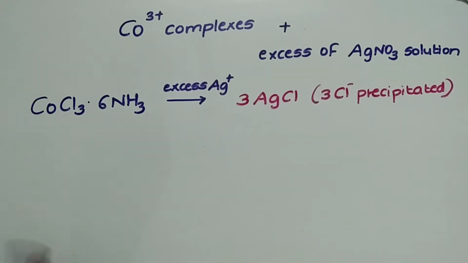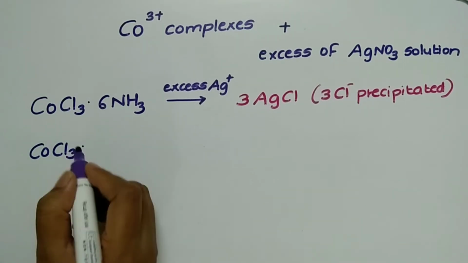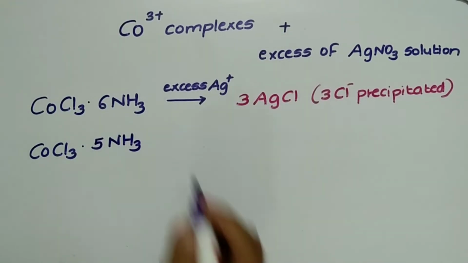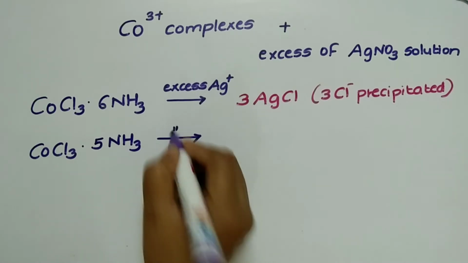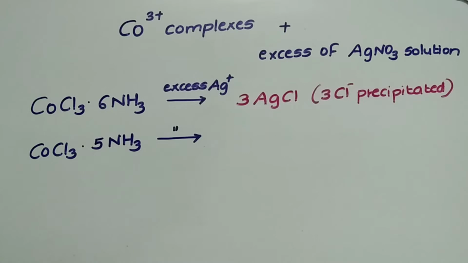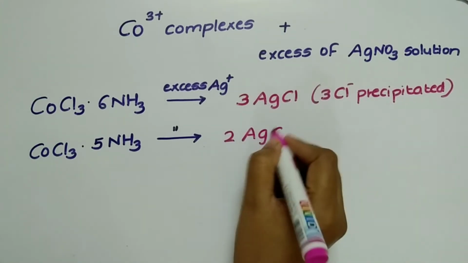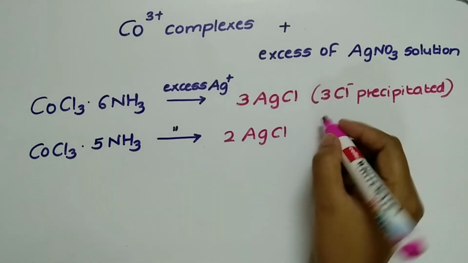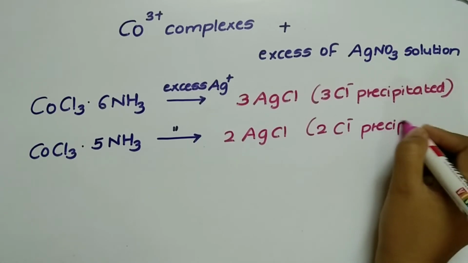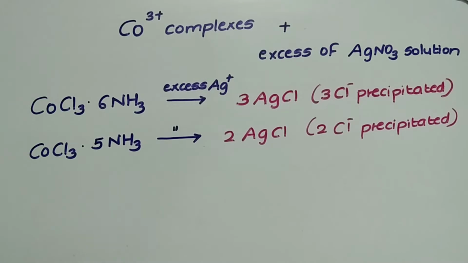Next complex, he took CoCl3, again the cobalt complex, and this was 5NH3, correct? Again he added excess of Ag+. At that time 2 moles of AgCl was precipitated. That means 2 Cl- precipitated, 2 chloride ions were precipitated.